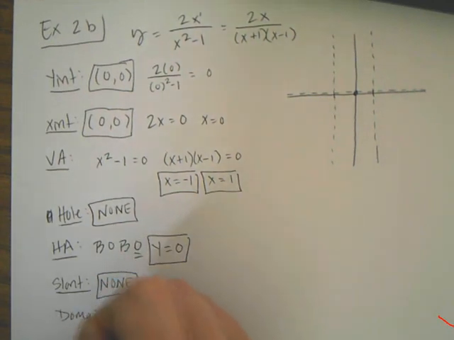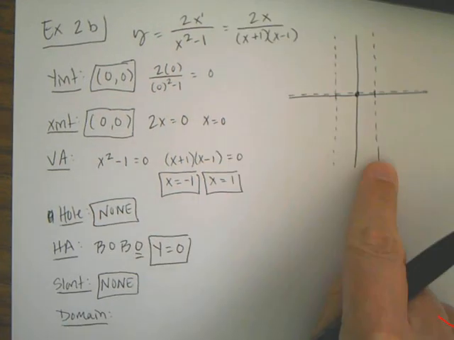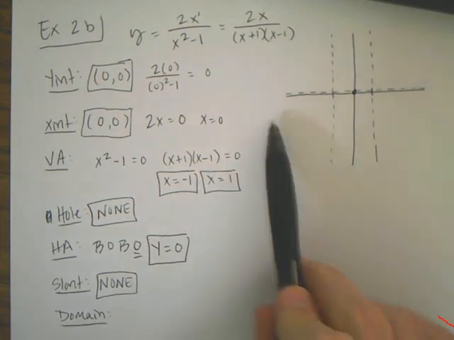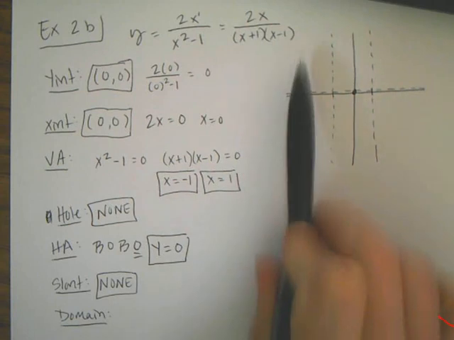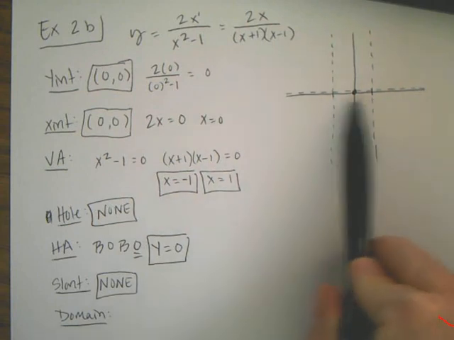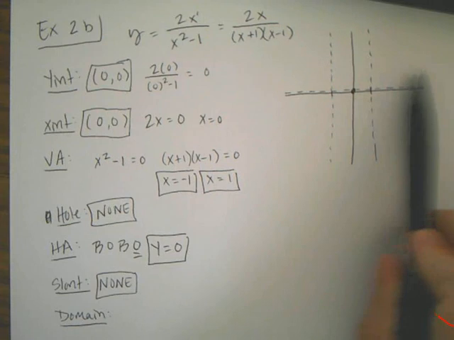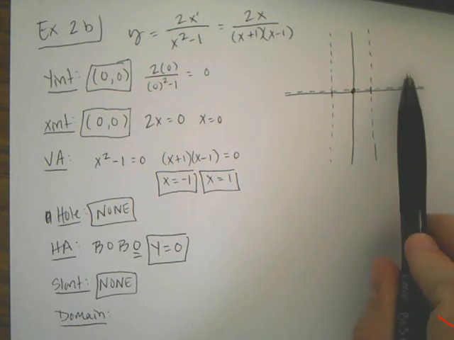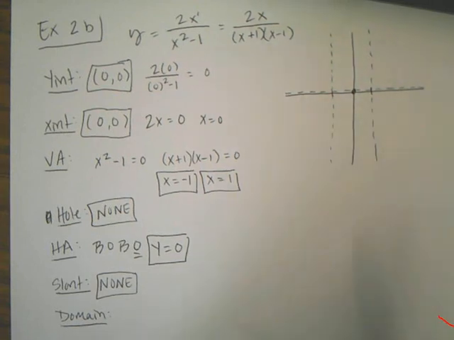The domain is only restricted by these asymptotes. The function will exist over here somewhere, top or bottom. The function will exist in between here somewhere, top or bottom. And the function will exist over here, top or bottom. So therefore, the only restriction is our asymptotes.